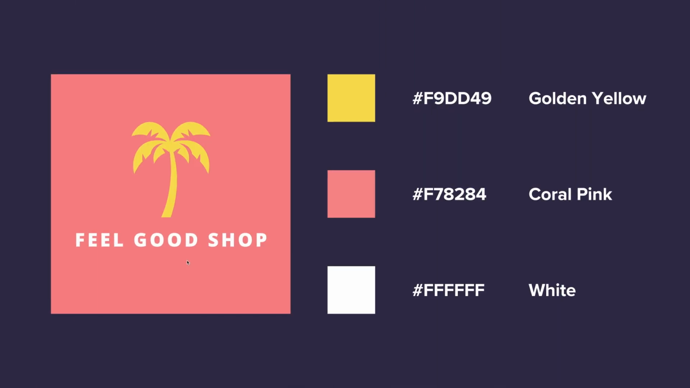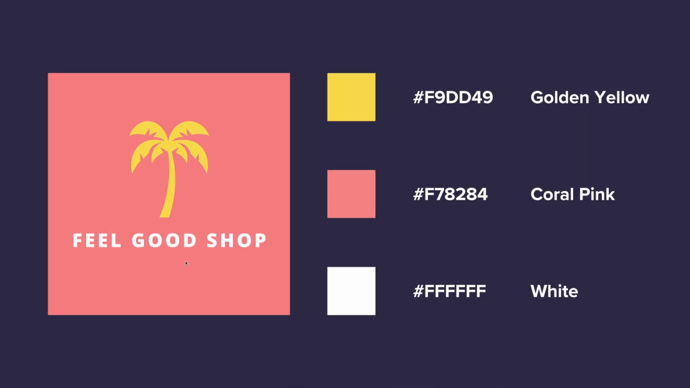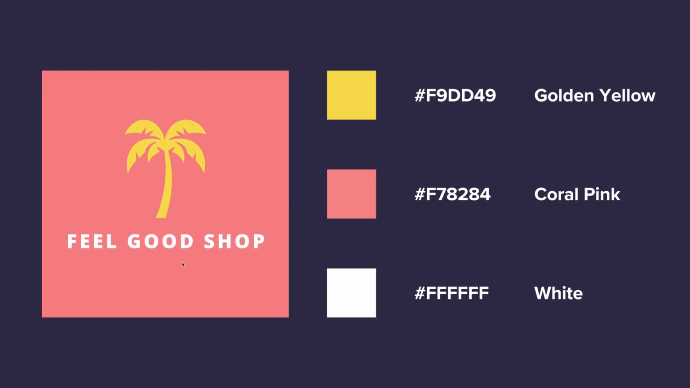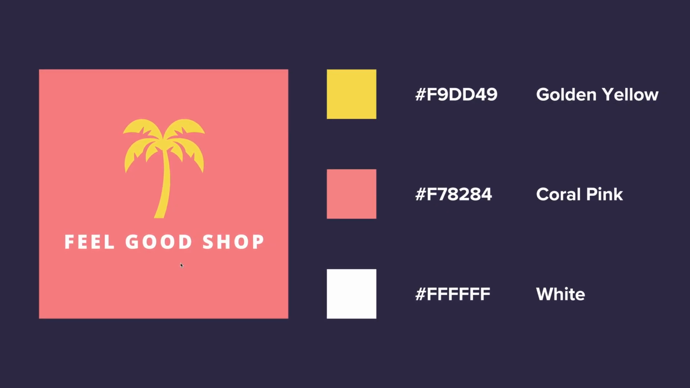For colors, I'm using golden yellow for the palm tree icon, coral pink for the background to create a calm and cheerful mood, and white for the text to ensure strong contrast.